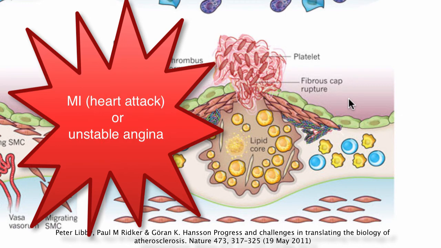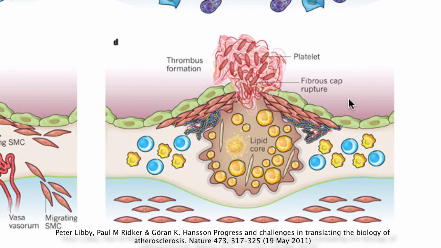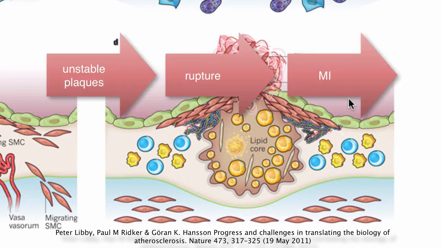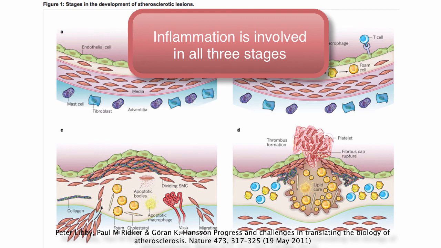But the size of the plaque does not determine whether an acute coronary event will occur. Plaques can be stable or unstable, and unstable plaques are more likely to rupture and cause acute coronary events. It's important to note that inflammation is involved in all three stages.